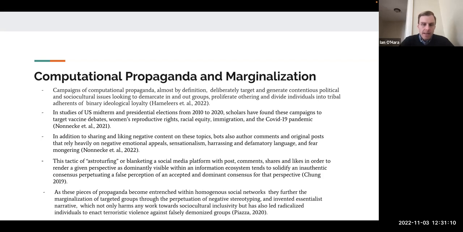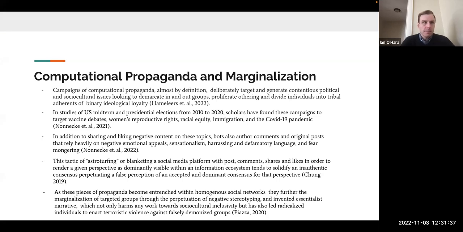So as these pieces of propaganda become entrenched within homogeneous social networks, they further the marginalization of targeted groups through the perpetuation of negative stereotyping and invented essentialist narratives, which not only harms any work towards social and cultural inclusivity, but also has led radicalized individuals to enact terroristic violence against falsely demonized groups.